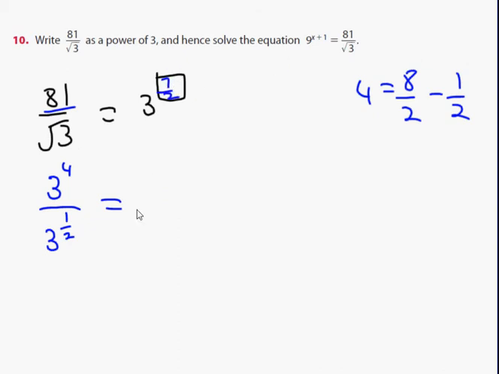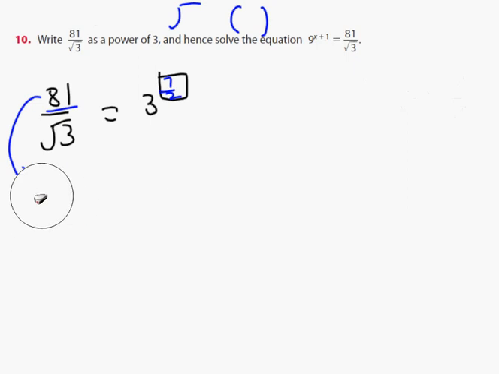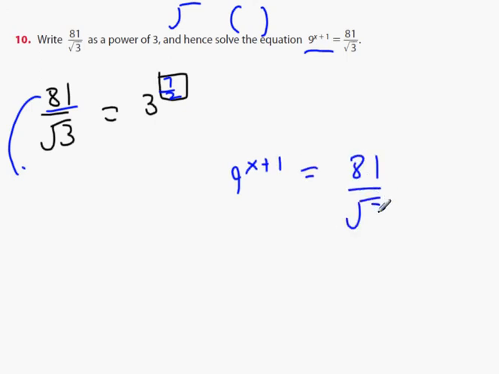Everybody happy with 7 over 2? Any questions specifically on it, James? So, guys, we know that this is now 3 to the power of 7 over 2. Now, it wants to solve this: 9 to the power of x plus 1 equals 81 over root 3. What can we change 81 over root 3 into? 3 to the power of 7 over 2.